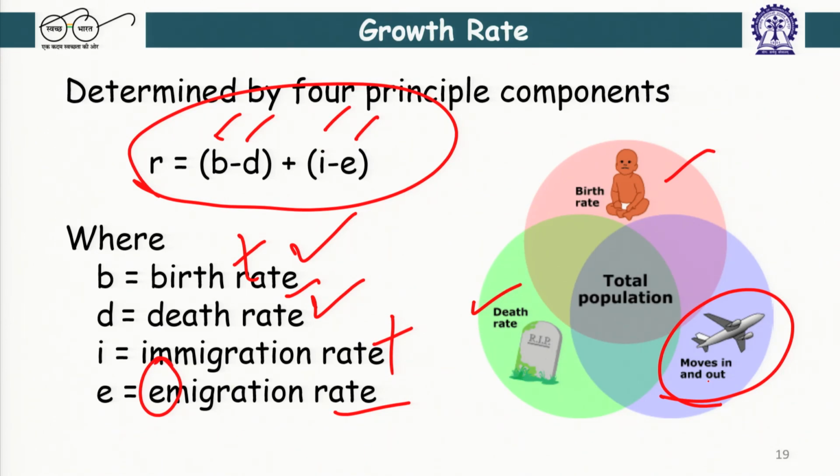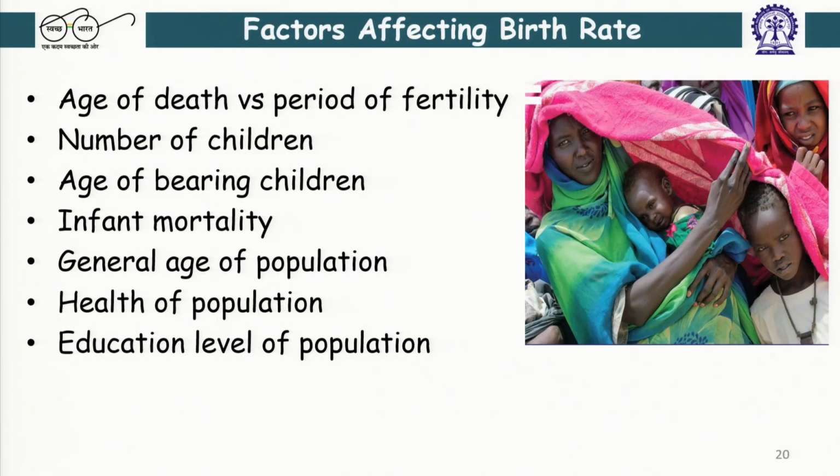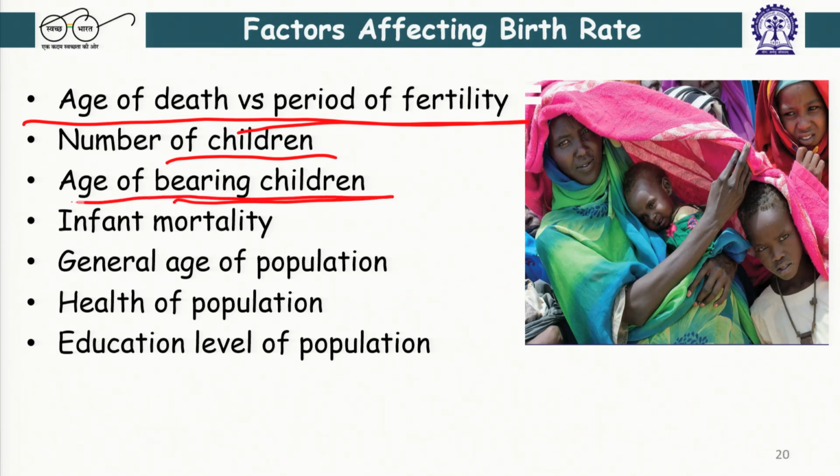So, factors affecting birth rate: age of death versus period of fertility, at what age people die. And what is the period of fertility, how healthy the person is, how many children people are going for, age of bearing children, like what is the age group of people present who can bear children, infant mortality. The rate of infant mortality has gone down, but a lot of work is still needed.